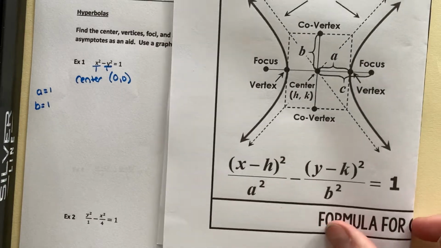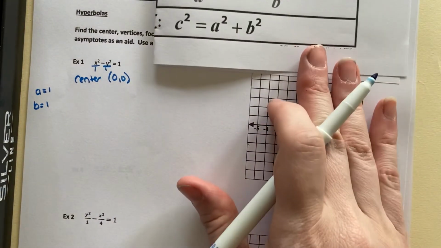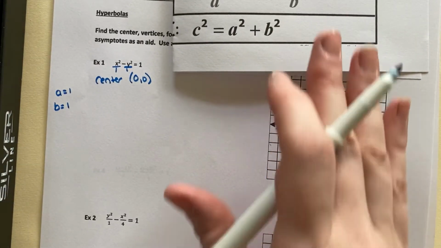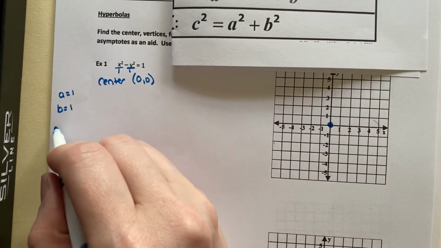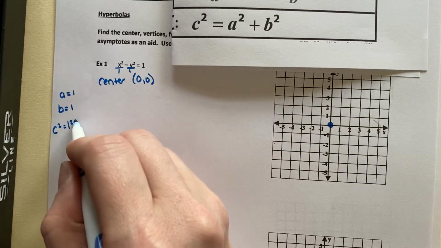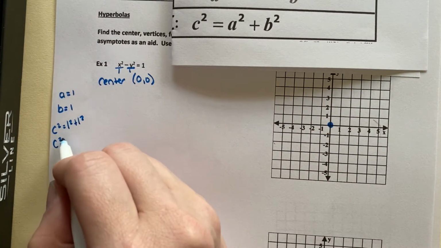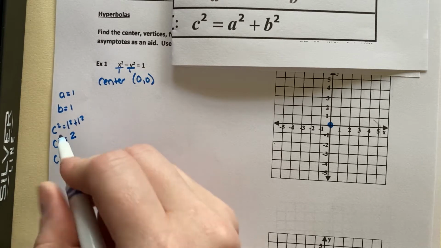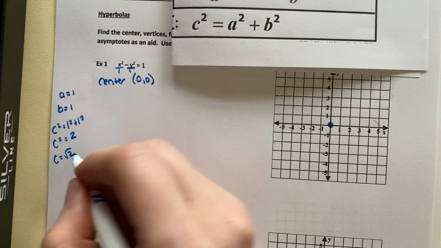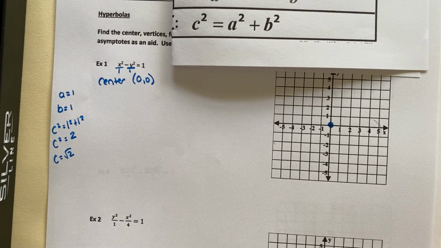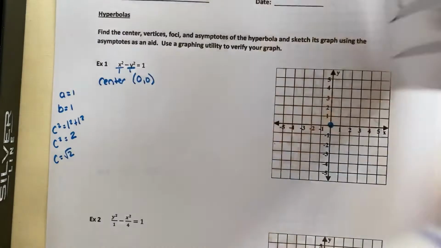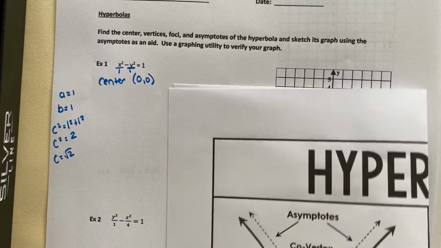So the last thing I'm going to do is use my formula for finding C. C squared equals A squared plus B squared. So I'm going to solve that. C squared equals 1 squared plus 1 squared. C squared equals 2. C equals the square root of 2. And it's plus or minus, but we're talking about distances. So we're going to have both the positive root 2 and the negative root 2 when we go opposite directions on our hyperbola anyway.